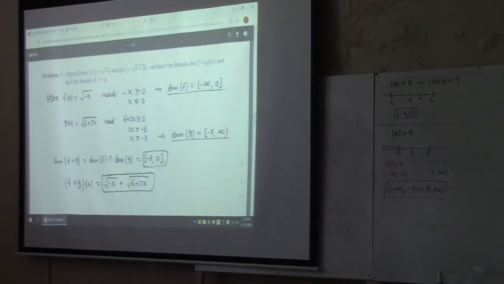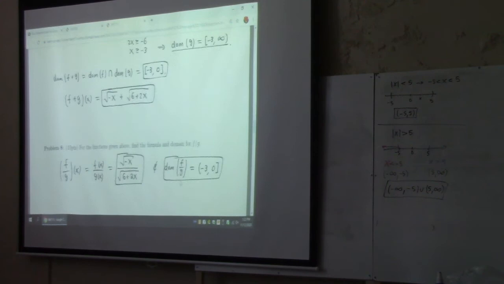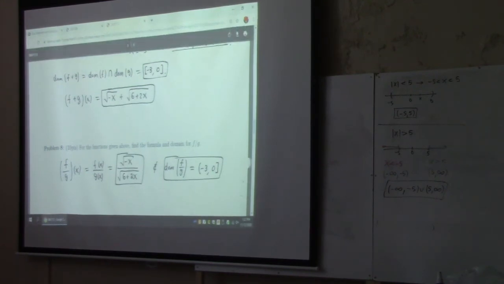Now, if you don't see that, a good way to do it is draw this as a number line interval and then look for where both of those things overlap. That's the intersection. And the same for the division of the functions, except that then we have to avoid division by 0, so we have to throw out the minus 3, because minus 3 gives us division by 0.